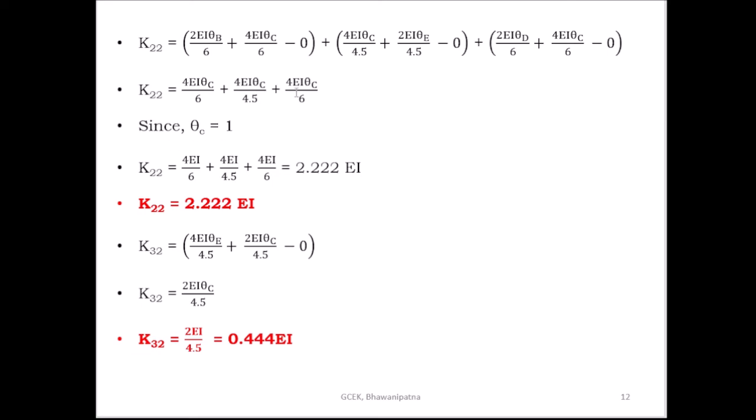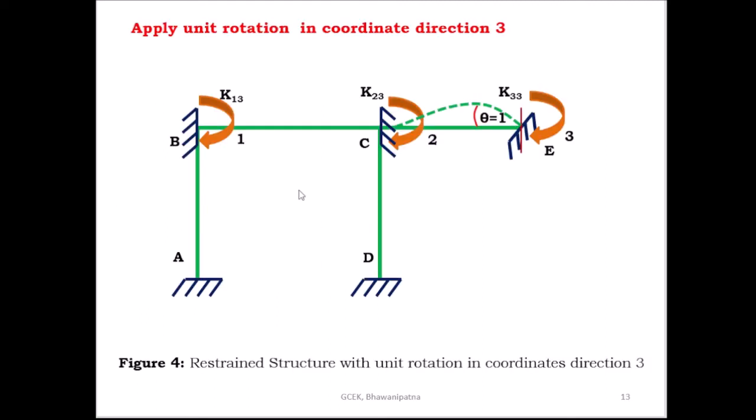Then after putting the theta C value here, K22 is equal to 2.222 EI. Then find out K32. K32 is equal to 4EI theta E by 4.5 plus 2EI theta C by 4.5. Then after putting the values of theta E and theta C in this expression, K32 is equal to 0.444 EI. Then apply unit rotation in coordinate direction 3.